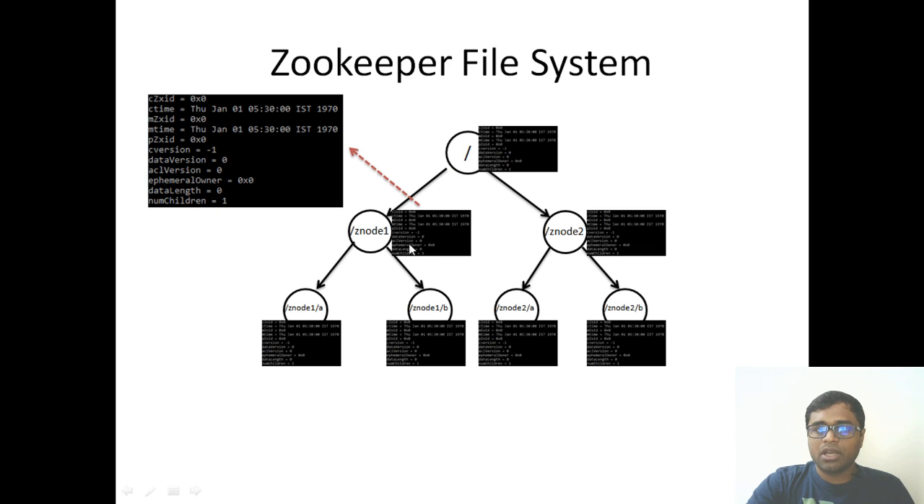So here you can see each and every node has some or the other information which is actually attached to it. Now, if I zoom one particular snapshot here, it contains all this information such as CZX ID, C time, MZX ID, M time, PZX ID, and so on.